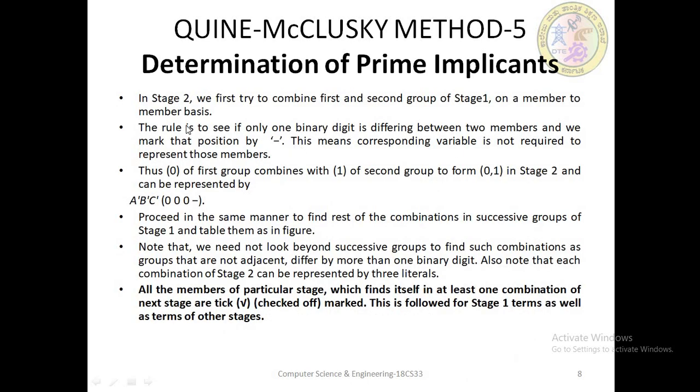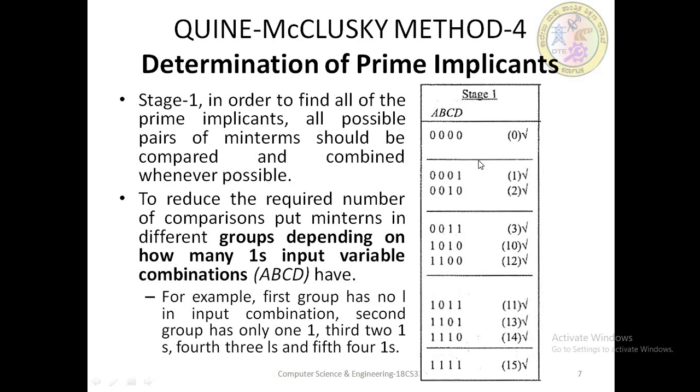Okay, and in stage 2, we'll first try to combine the first and second groups of ones. What we will try to do here is compare this one with the next group. First we'll compare 0 and 1, then 0 and 2, and how will we identify the difference? Whenever there is a single bit change, we'll mark that position with a dash.